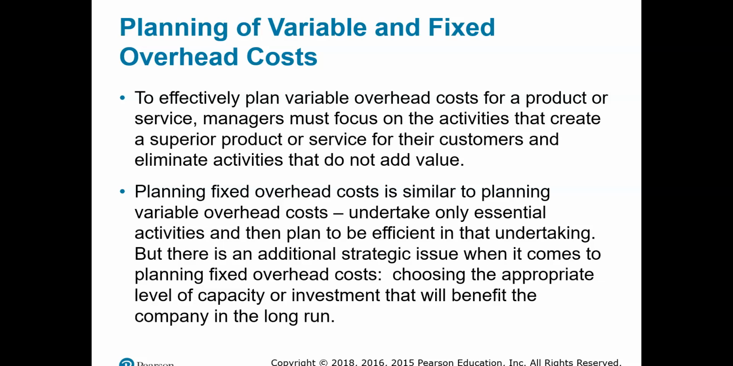Whereas costs for products or services that do not add value, well, those costs we want to eliminate, because if we eliminate those costs and it does not change our customer's perspective of our product, then why are we incurring those extra costs? So we're planning fixed overhead costs, similar to planning variable overhead costs, only when undertaking essential activities, and then we want to be efficient in undertaking the activities. But at the same time, we have another issue: the appropriate level of capacity or investment that will benefit the company in the long run.